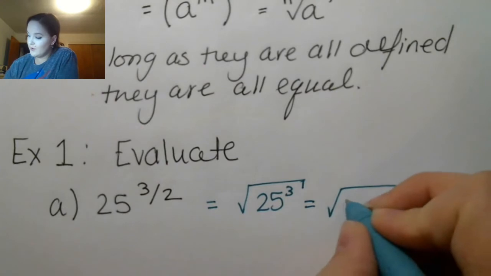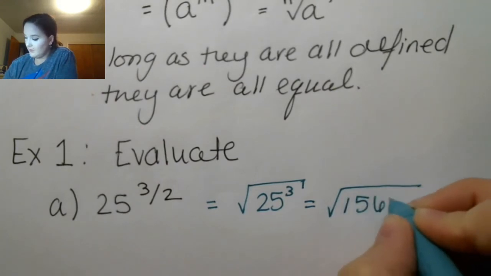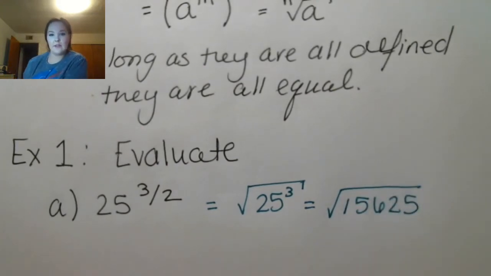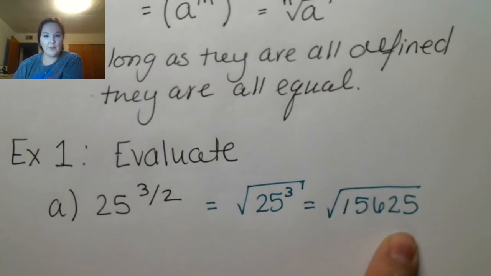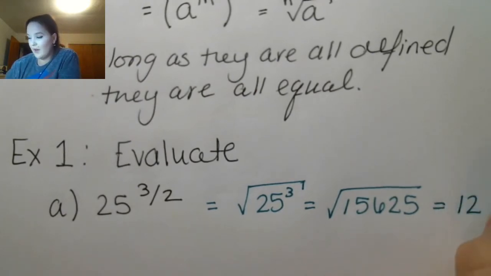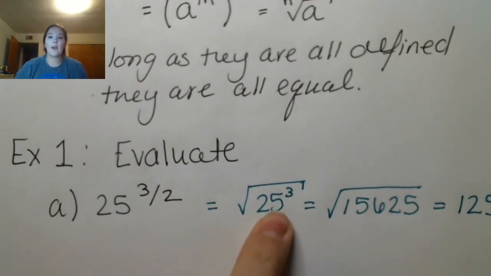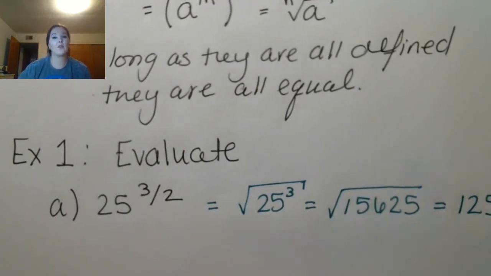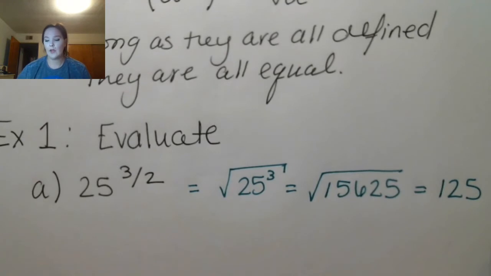So if I do use a calculator, I get this. And then to take the square root of that, I would absolutely need a calculator. There's no way that you just know what the square root of this is. So this would give you 125. So I needed a calculator for this step and for this one.